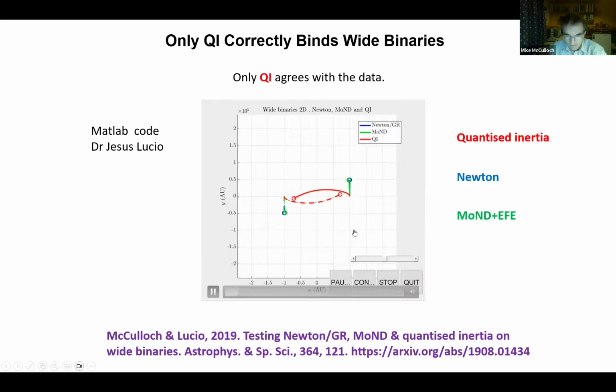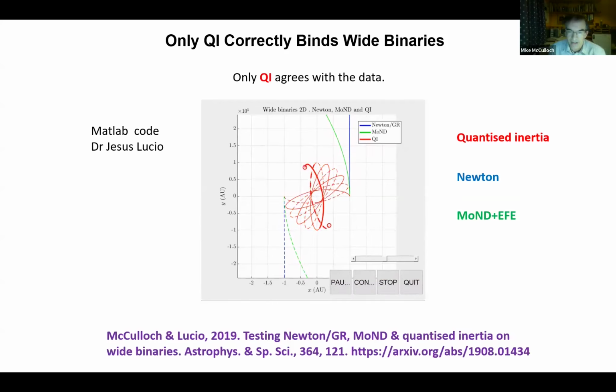So if we run the model, you can see that Newton and MOND both have the stars diverging from each other and spinning off into outer space, and only quantized inertia keeps them bound. So this is nice proof, and we published this in a paper in 2019.